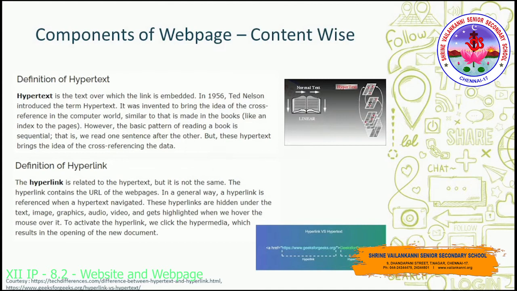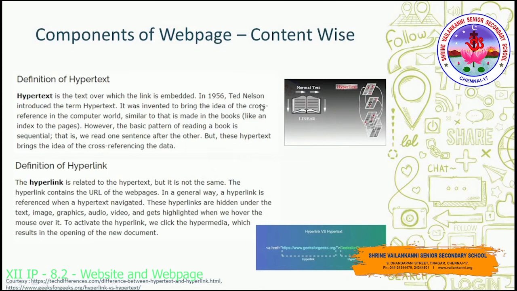So what is hypertext? It is text over which a link is embedded. In a website, if you click some text, you will be directed to some other resources or some other web pages. That text is called hypertext. Normally it is colored blue. When you hover your mouse over it, you will get the hand symbol. When you click the hypertext, you will be relocated to some other page. So that is hypertext.